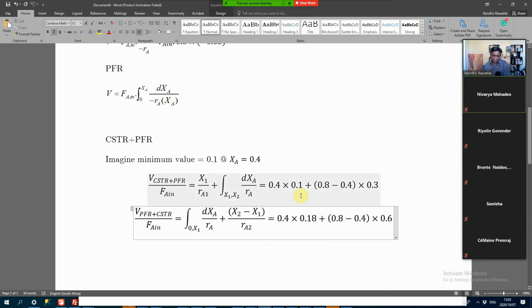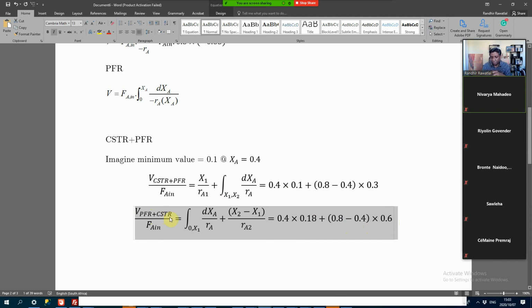And if you look at this, you can see the numbers. You've got the same 0.4. So I'm comparing these two configurations where you've got the CSTR first compared with the PFR first, the reverse here. So here the first term is going to be bigger. You've got the same 0.4 here, but the second factor is 0.18 in this case. And similarly here, you've got the same 0.8 minus 0.4, but your factor here is twice the value as there. So your PFR plus CSTR is definitely going to be bigger than in the first case.